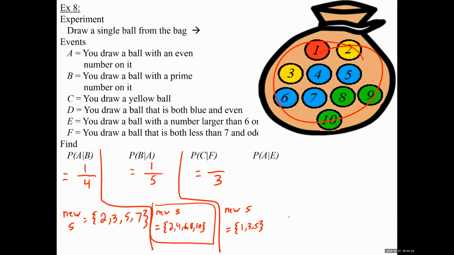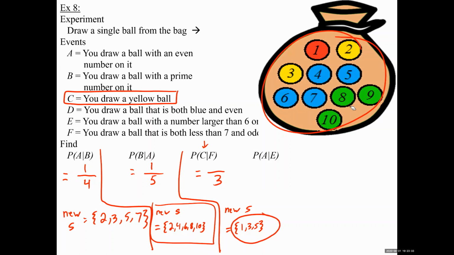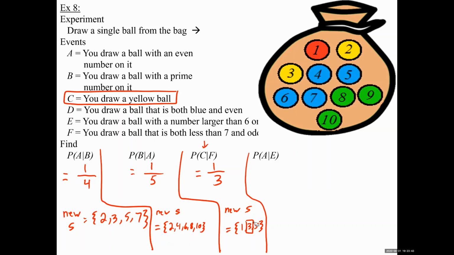Now to get the top number, we're trying to find the probability of C. Let's read what C is. C is draw a yellow ball. Count the yellow balls. Don't count here. Count here. How many of the ones on the bottom are yellow? 3. All 3 are yellow. So 1 goes on top there. Sorry, they all have 1s on top. The next one will not have a 1 on top.